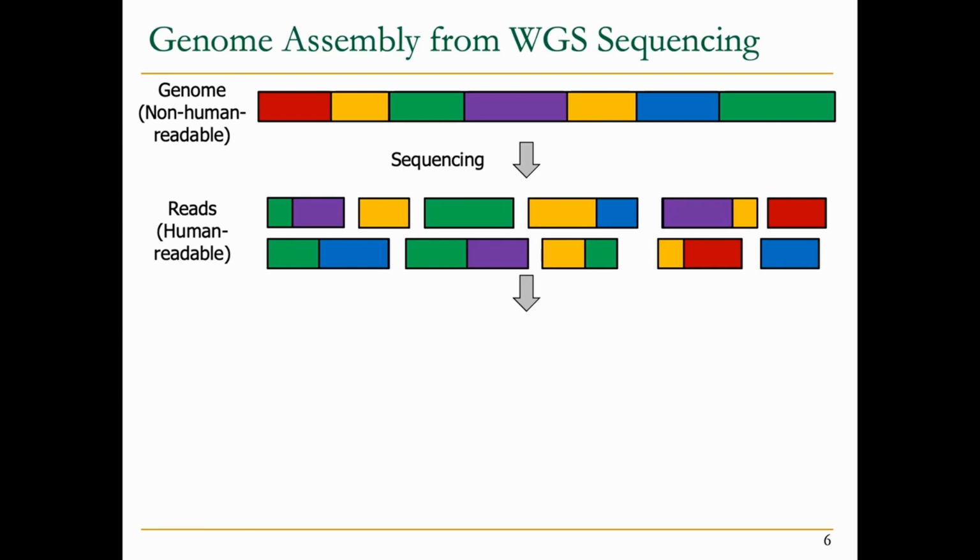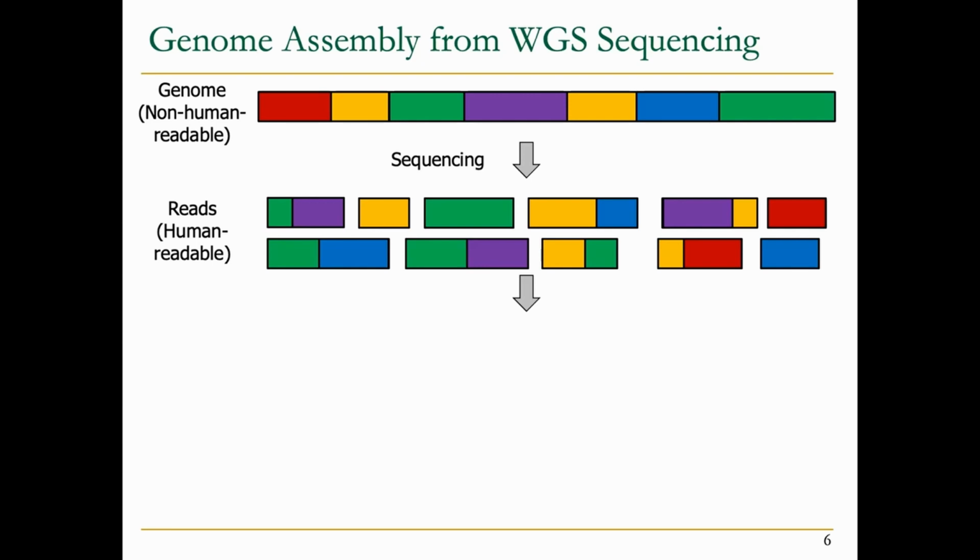And there are several steps to achieve that. First one, as I said, starts with sequencing. Sequencing generates reads that are in a human readable form. So these are the fragments of the genome, and we don't know the order of these reads, we don't know where they belong.